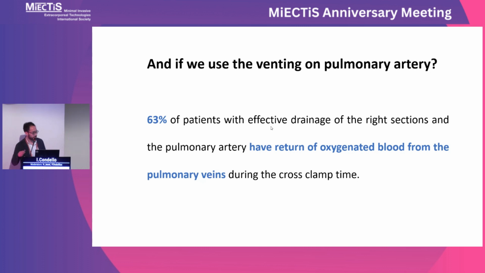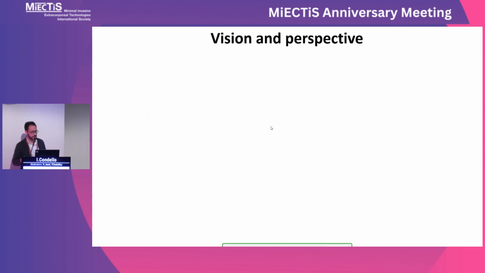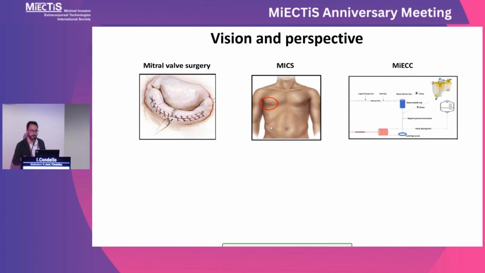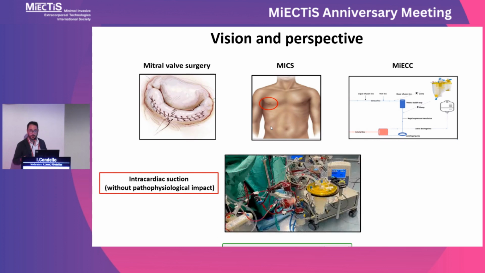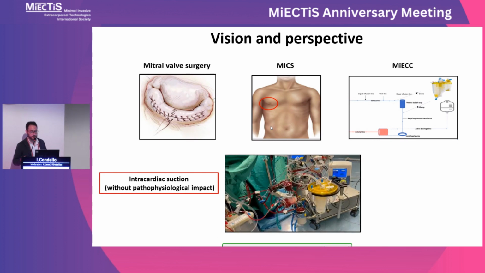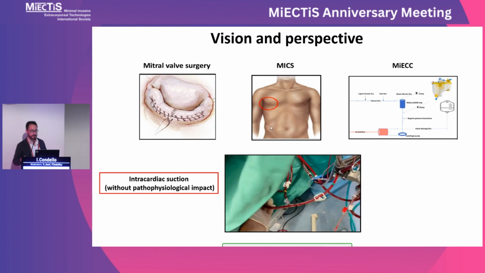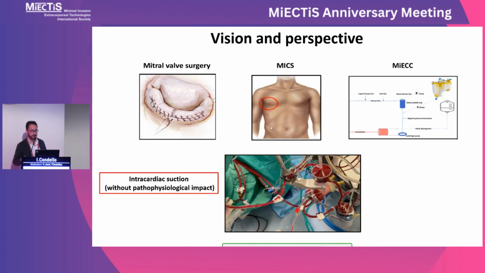The minimally invasive approach, I think, improves with the maximization of biological impact all procedures that involve circulatory support. The vision and the perspective is a correlation of minimally invasive cardiac surgery in mitral valve repair or substitution with minimally invasive extracorporeal circulation, with intracardiac suction without bubbles. This is an example. You see the two vents, one in the aortic root and the other in the pulmonary vein.